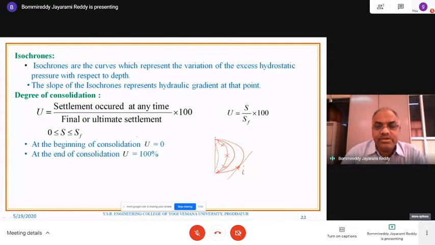Then degree of consolidation. Already you have seen earlier, U equals S by SF into 100, and S is always varying from 0 to SF. Consolidation minimum is 0, and so U varies from 0 to 100%. Consolidation varies from 0 to 100%.